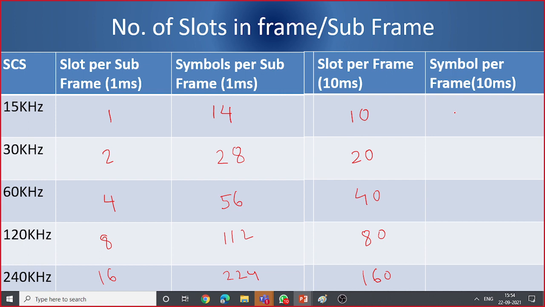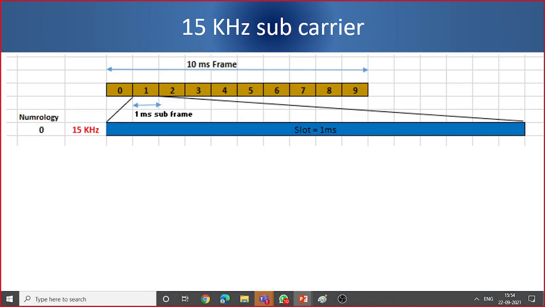Now symbols per frame, in 10 milliseconds, how many symbols do I have? 14 I had in 1 millisecond. 140, then 280, then 560, then 1120, then 2240. Okay, great, every one of you was able to calculate how many frames, subframes and slots there will be in 1 millisecond and in 10 milliseconds. Very nice.